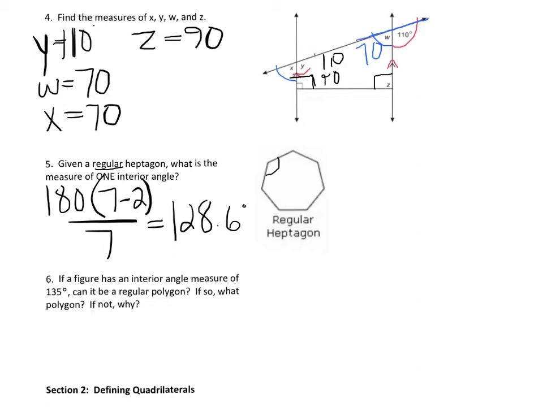The last example, if a figure has an interior angle measure of 135, can it be regular? Now for number 5, it was okay that we had a decimal in there. That's totally fine for an angle. But for this one, we're solving for how many sides it has, and we can't have a decimal for that. So we know if we get a whole number, it must be regular, and it works out.